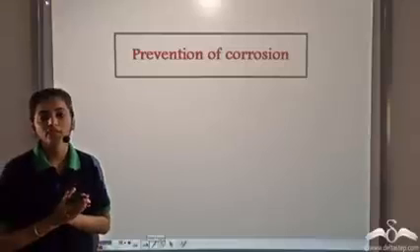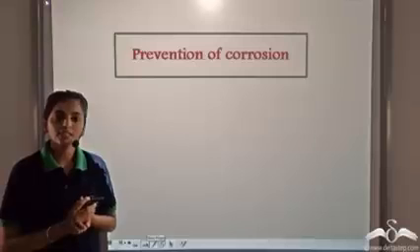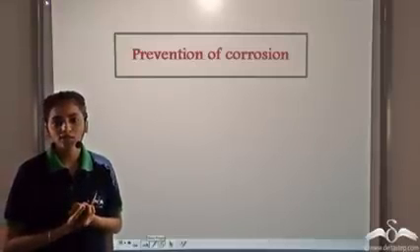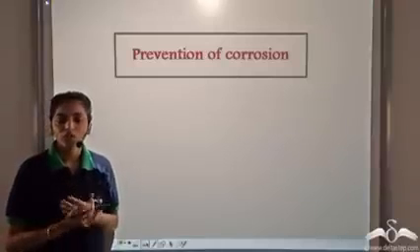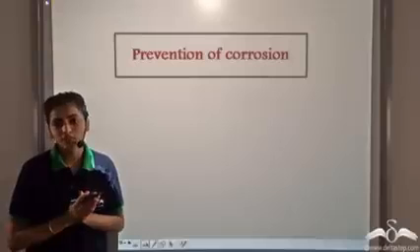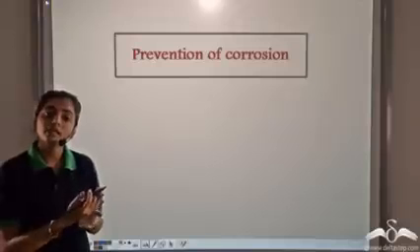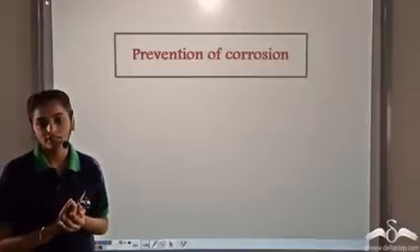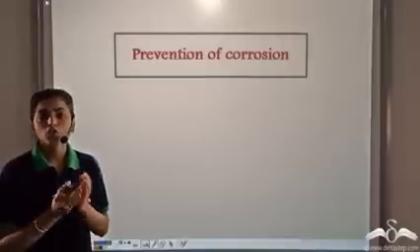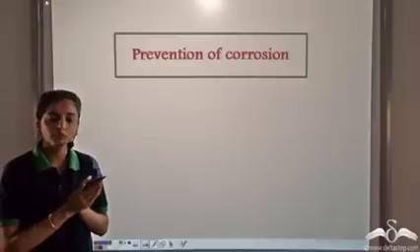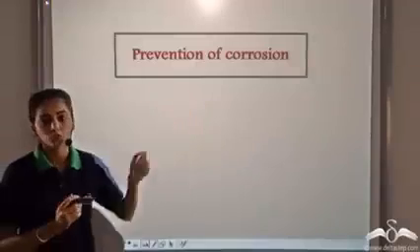Now we have to prevent corrosion from taking place. Why do we have to prevent corrosion? These days, a lot of articles are made up of iron: doors, handles, the bodies of various cars, etc. So, iron is used in a lot of articles these days. So, when it gets rusted, it degrades the properties of the iron articles and weakens them. So, in order to prevent iron from getting rusted, we have to carry out some methods to prevent corrosion.